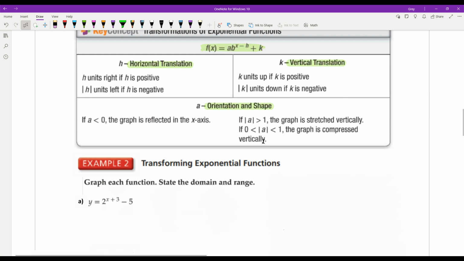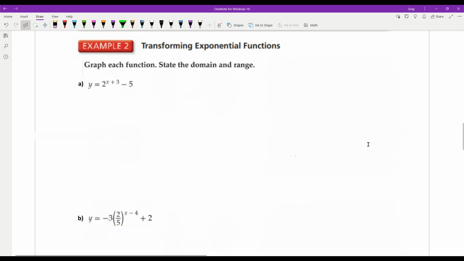And again, you should have seen that in your warm-up. But keep in mind, remember we talked about the negative, A is always between 0 and 1 or greater than 1, because if it's negative, then it's reflected. And that's not talking about the shape. So let's do a few of these graphs.